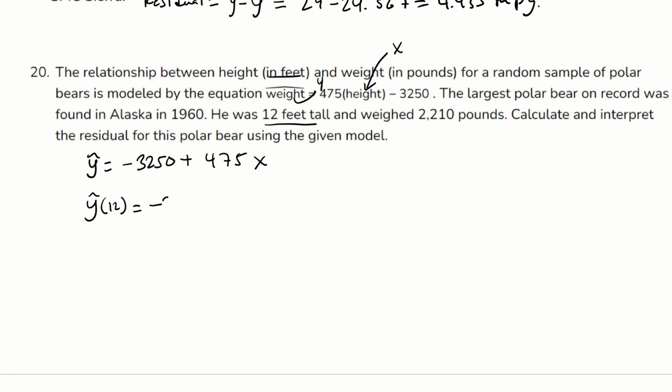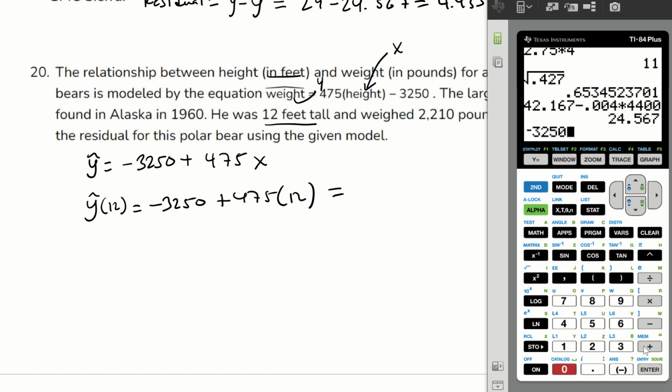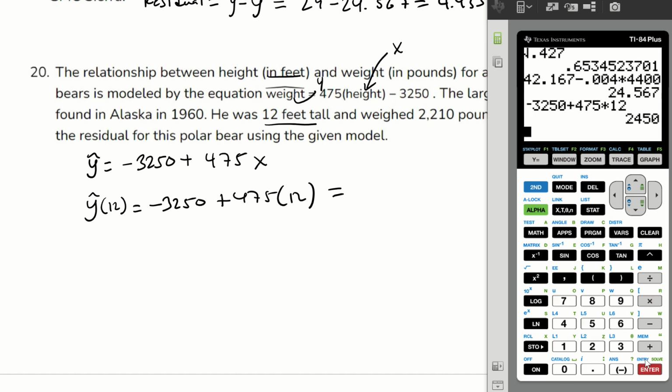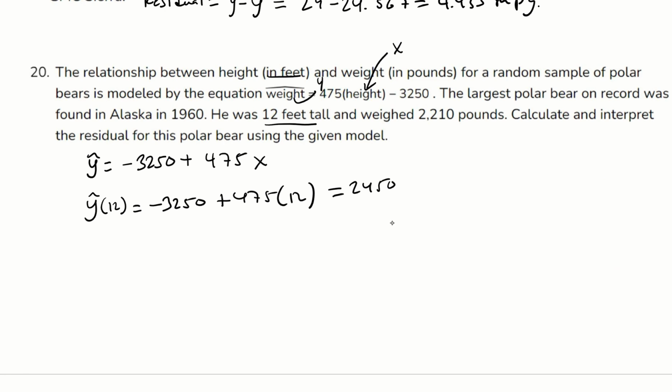So y hat of 12. We're plugging in 12 feet. So we got negative 3250 plus 475 times 12, so 2,450 pounds was the predicted weight. That means if the actual weight was 2,210 pounds and we predicted 2,450, we're going to have a negative residual. That means we over predicted, meaning the actual weight was less than what we predicted.